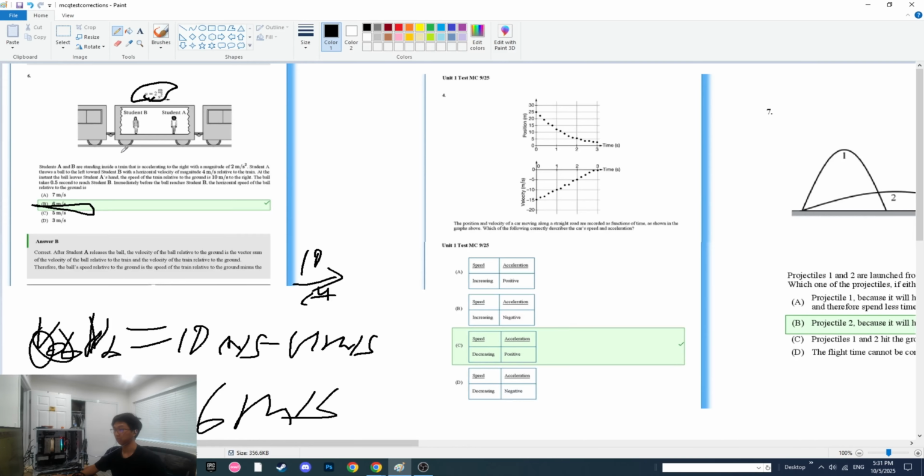And the mistake I made for this one was thinking that the acceleration of the train and the time it takes to reach the student would have a factor in this, and that resulted in me choosing A as my answer.